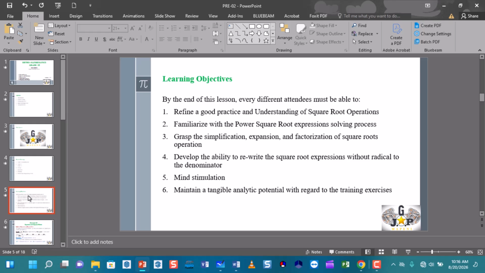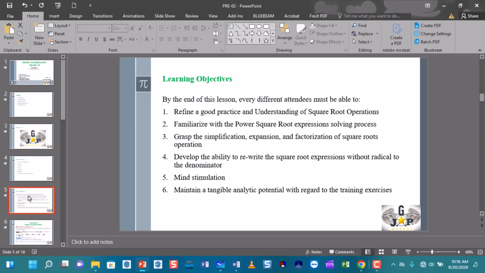And familiarize yourself with the power square roots expressions, the solving process, the process of solving square roots. You must be able to acquire it, and familiarize yourself and be able to solve them accordingly. Grasp the simplification, expansion and factorization of square roots operations. Yeah, indeed, you must. It's a must. For those who are aiming to go further in their studies, this is the background. This is the debutant level. So getting it right at the moment will guarantee your future.